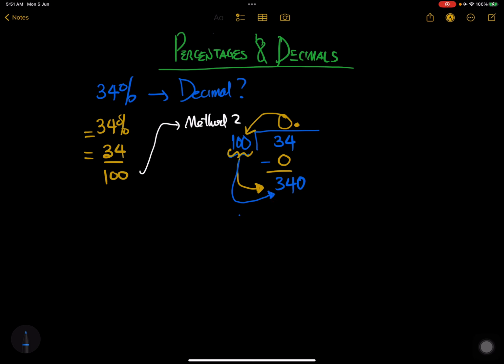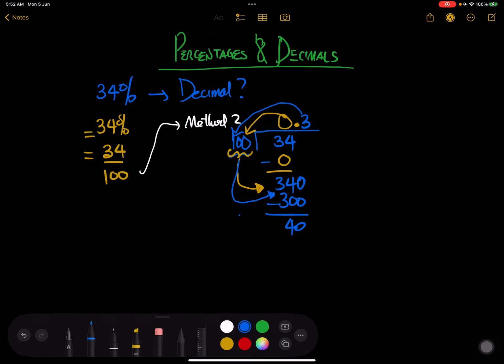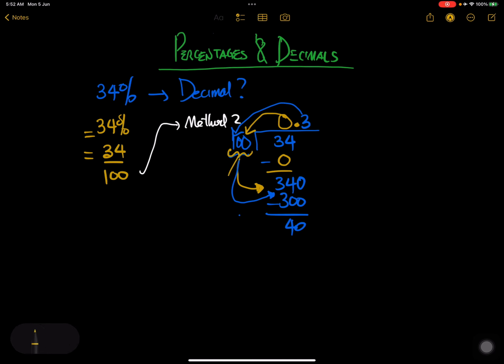The answer is yes. It will go into it 3 times, because if it's 4, it's 400, which is more than 340. If it goes in 3 times, we multiply and get 300. Now, when we subtract 300 from 340, we get 40. Now, the question again is, can 100 go into 40?